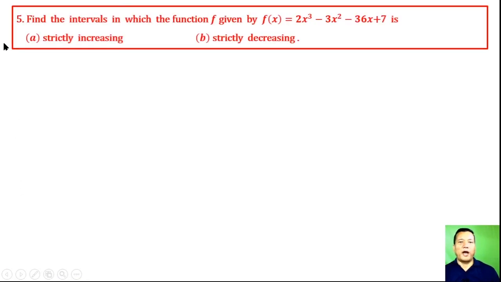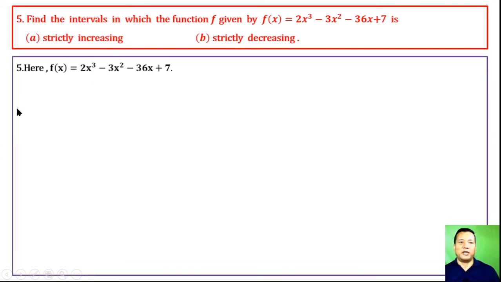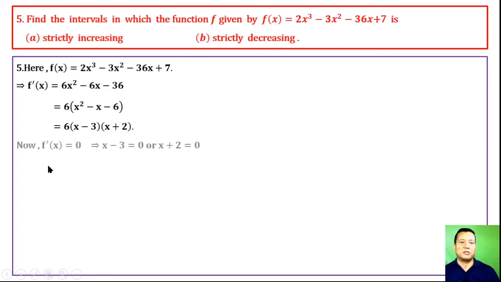For question number 5, find the intervals in which the function f given by f of x equal to this is strictly increasing, strictly decreasing. Here f of x is this cubic function. Its derivative is 6x square minus 6x minus 36. Taking out 6 and factorizing the quadratic, we get this.